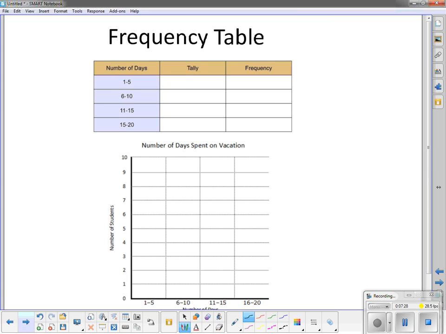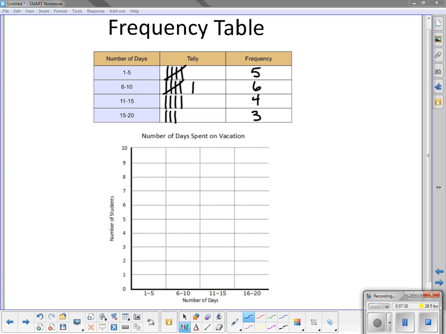And the final thing that I'm going to do is I'm going to actually create the histogram using the data that we had in the frequency table. So I have a graph set up, and at the bottom, you notice that there are intervals, and those are the exact same intervals that we had in our frequency table. So the frequency table and the histogram should match. So now I'm going to just draw the bars to the appropriate heights, the appropriate number of students.